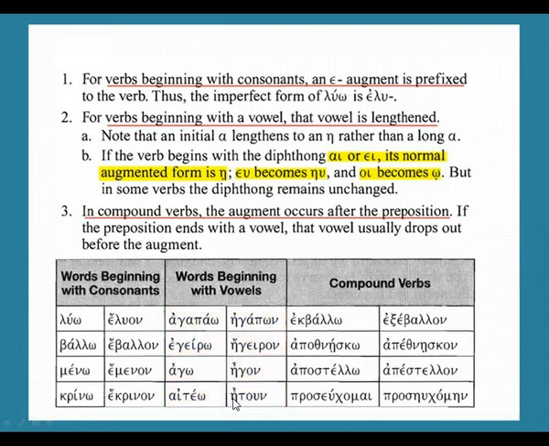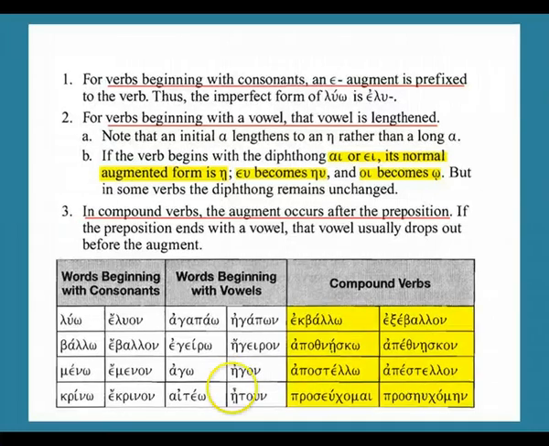Finally, with compound verbs, the augment occurs after the preposition. So if a preposition ends with a vowel, that vowel usually drops out before the augment. For example, here's a compound verb, ekballo, to cast out, and the imperfect form is exeballon. What's happened here is the kappa has changed to a xi when we added the epsilon in between.